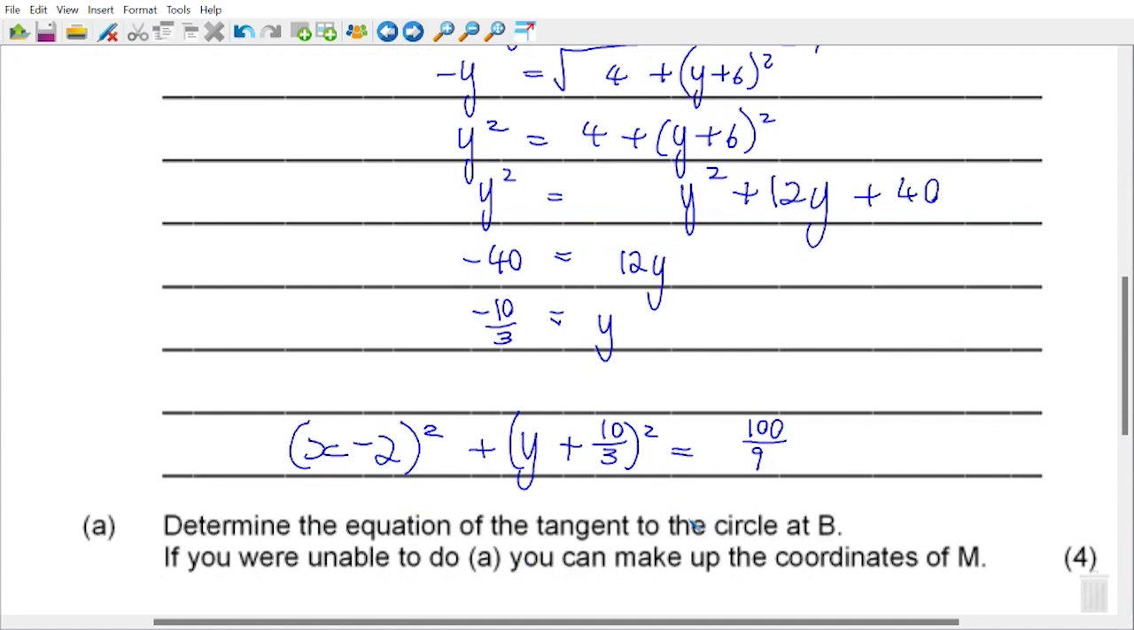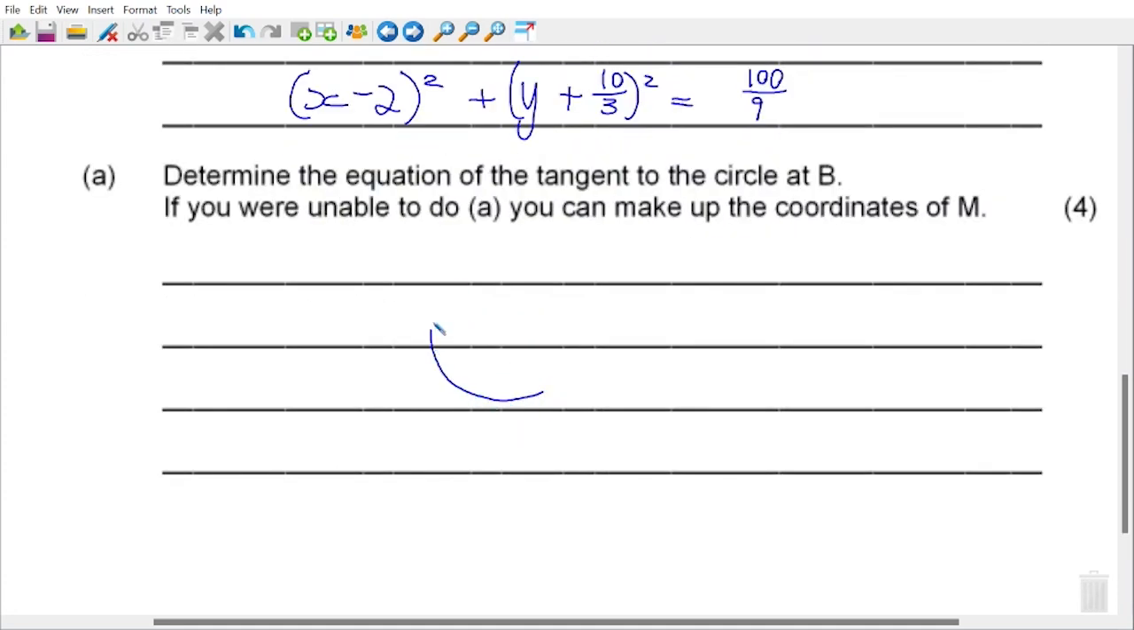Right, next up, the question asks us to find the equation of the tangent to the circle at B. Just so I've got it all on one screen, I'm going to draw a little picture here. I know this point here is (2, negative 10 over 3). And I know this point over here, B, is (4, negative 6). So what I'm looking for is the equation of this tangent, and this is a fairly standard skill that we need to be able to do, right? And it relies on us knowing another piece of mathematics. Everything's connected to everything else, right? The radius and the tangent will be perpendicular.